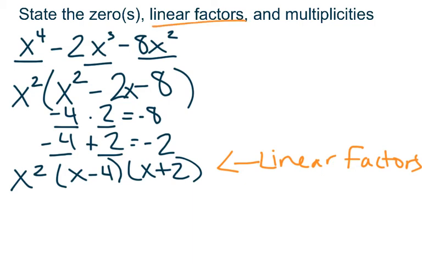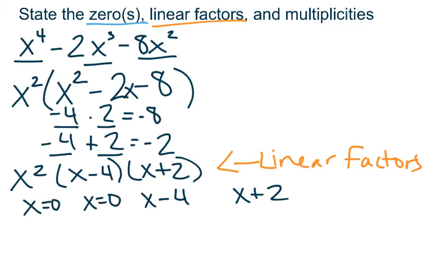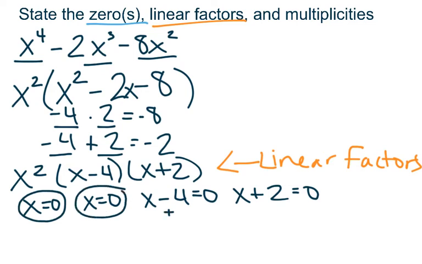Alright, so now I'm going to look at the zeros. I find the zeros by setting the linear factors equal to 0. And I'm going to set all of these equal to 0. So x equals 0, finished, I'm going to circle it. X minus 4, x is not by itself. To get it by itself, I'm going to add 4. X equals 4, I'm going to circle it.